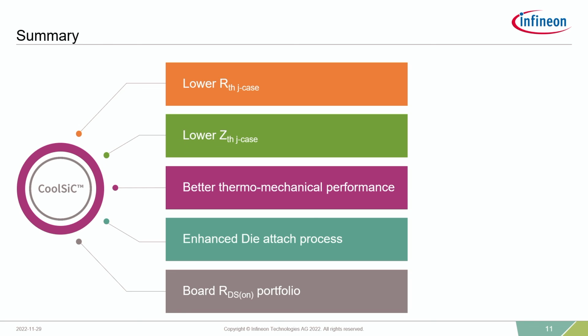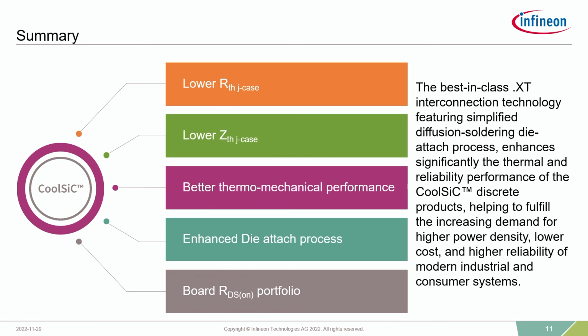We can also expand the portfolio of RDS(on), with which we can cover a wider power range for industrial applications. With this, we can conclude with the best-in-class .XT connection with a simplified diffusion soldering. We can achieve the industrial standards of higher power density, lower cost, and higher reliability, especially for industrial and consumer applications, with our CoolSiC discrete products.